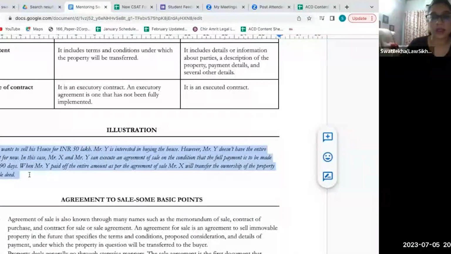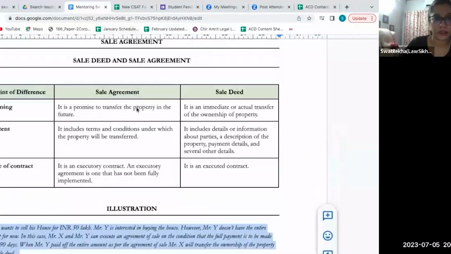You will understand. The reason I started this discussion is that you should not be confused about the conceptual difference between these two, and unnecessarily confuse your agreement when you actually draft. Don't call it a sale agreement or sale deed randomly. Understand that there is a conceptual difference between both of these, and accordingly, please be careful while using these terms when you are drafting the agreement.